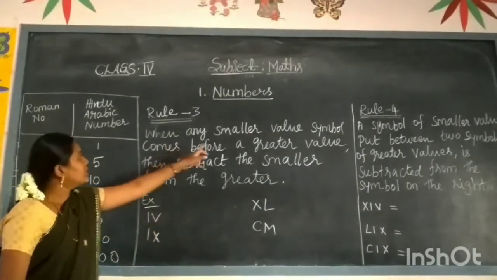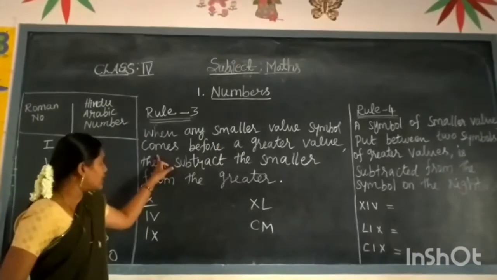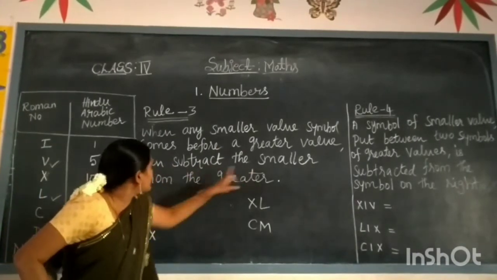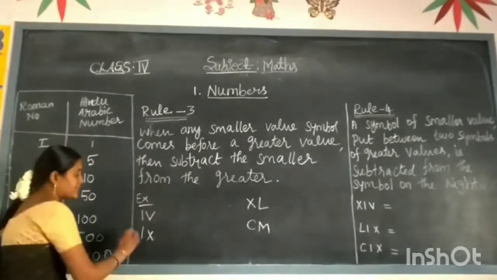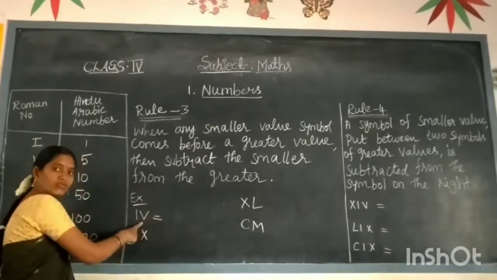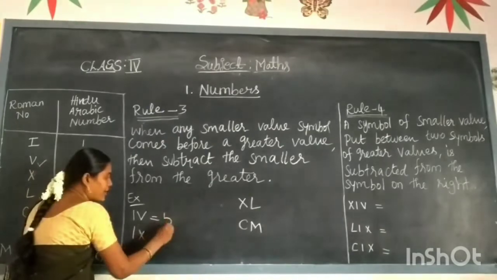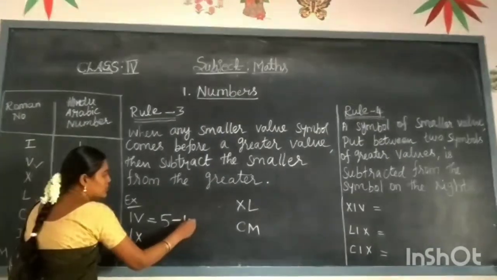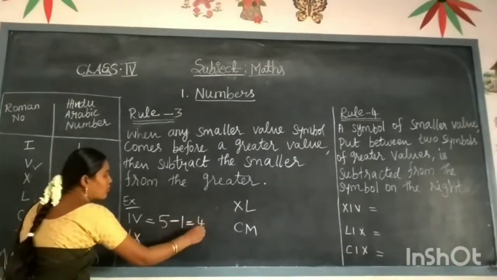Okay? When any smaller number value symbol comes before the greater value, then subtract the smaller from the greater. See, here what is the greater value? V, that is 5. So, 5 minus 1. So, this I is equal to 1. So, 5 minus 1 is 4.